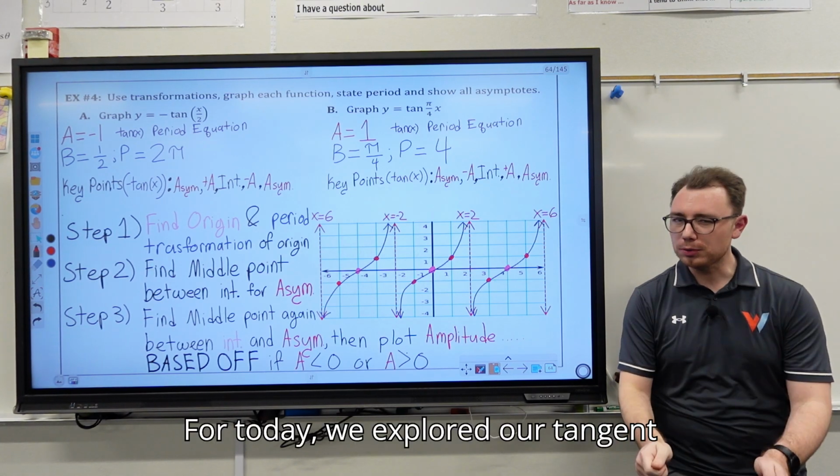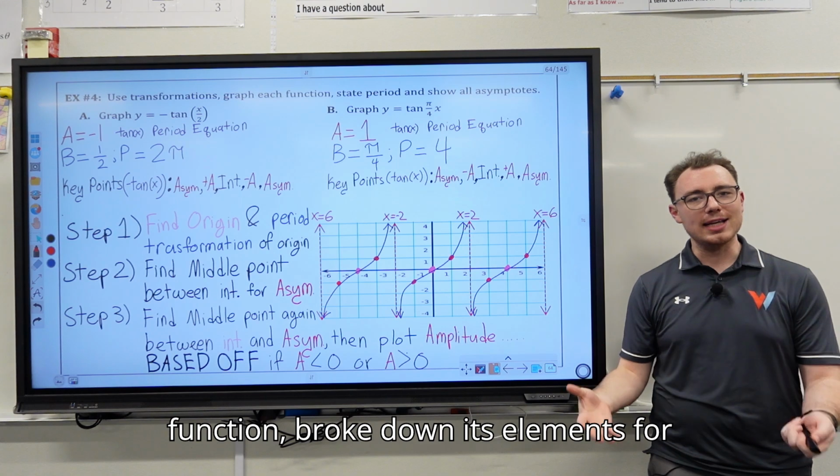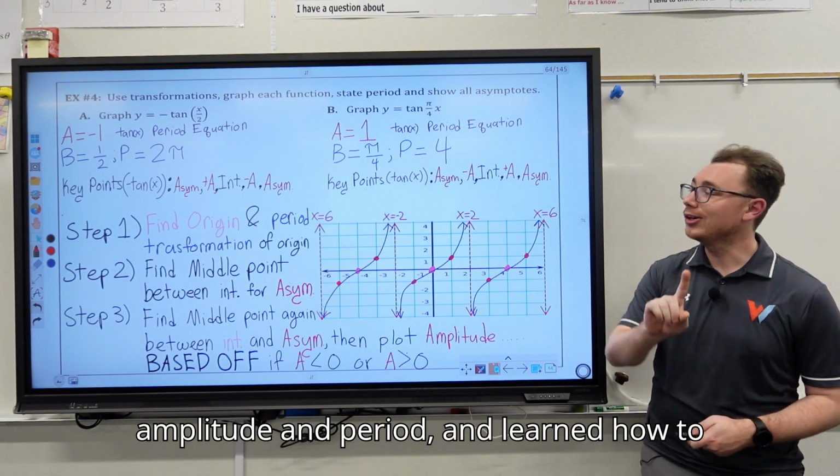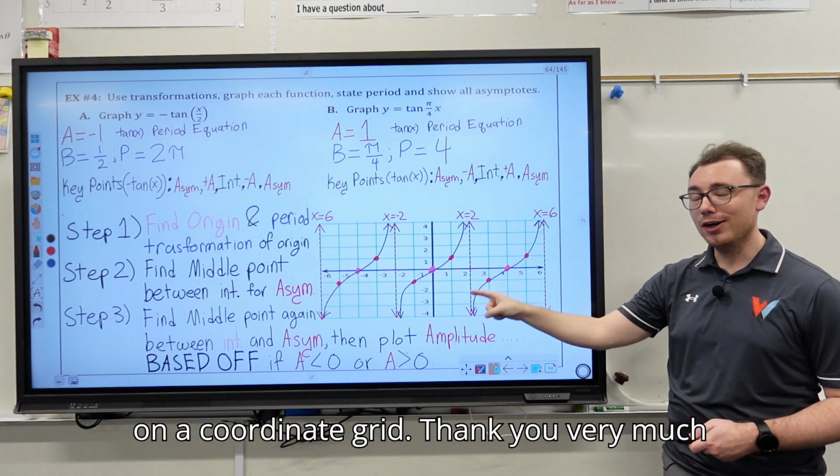For today, we explored our tangent function, broke down its elements for amplitude and period, and learned how to take a child function and then graph it on a coordinate grid.